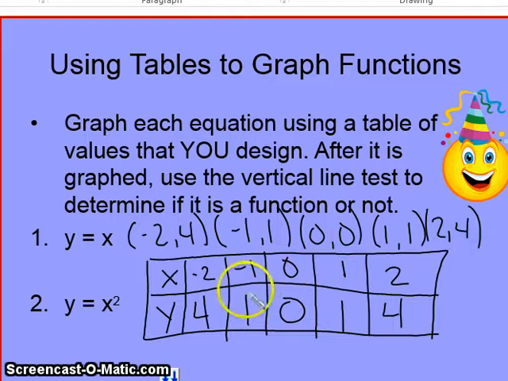Okay, now you can see that these y values repeat, right? We've got 1 and 1, 4 and 4. This is still a function because the x values don't repeat. Negative 2 only goes with 4. Positive 2 only goes with 4. So the x values don't have more than one y value they go with, so this is still a function.